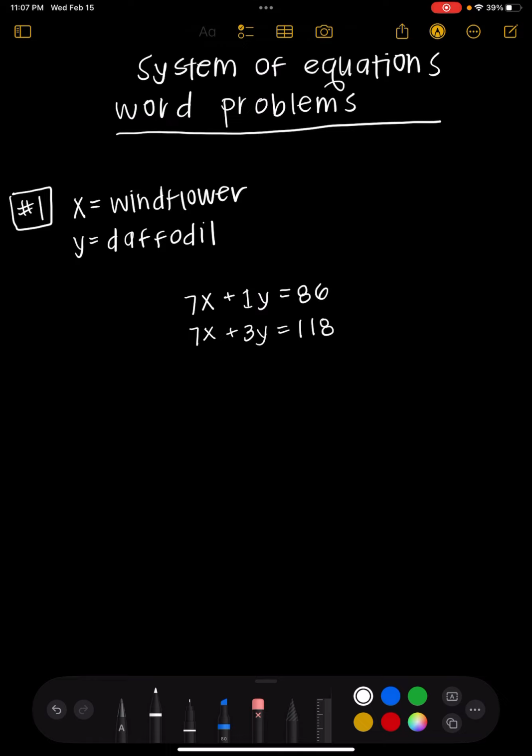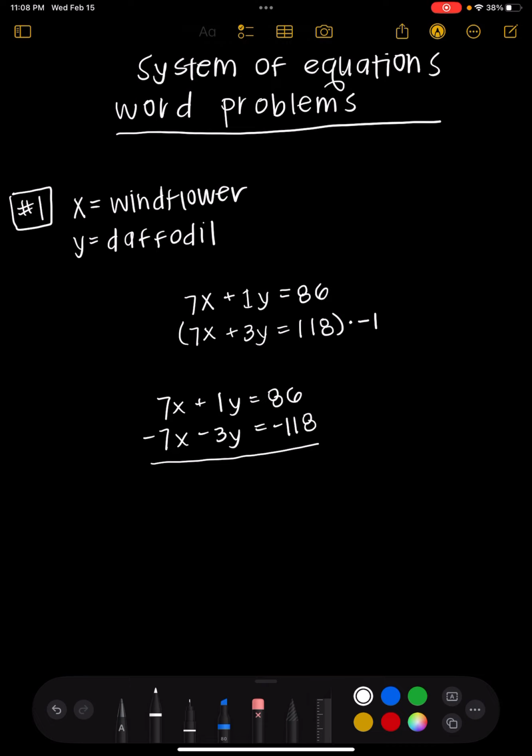The easiest way to do that is by multiplying one of these equations by -1. The reason why we would multiply by -1 is because you have a 7x on both the top and the bottom equation. So if I multiply by -1, we've got a +7 and a -7, which cancel each other out. So I'm just going to multiply the bottom equation by -1, which means I can rewrite the top equation, and then the bottom equation would become -7x minus 3y equals -118. All right, now we can add them together.